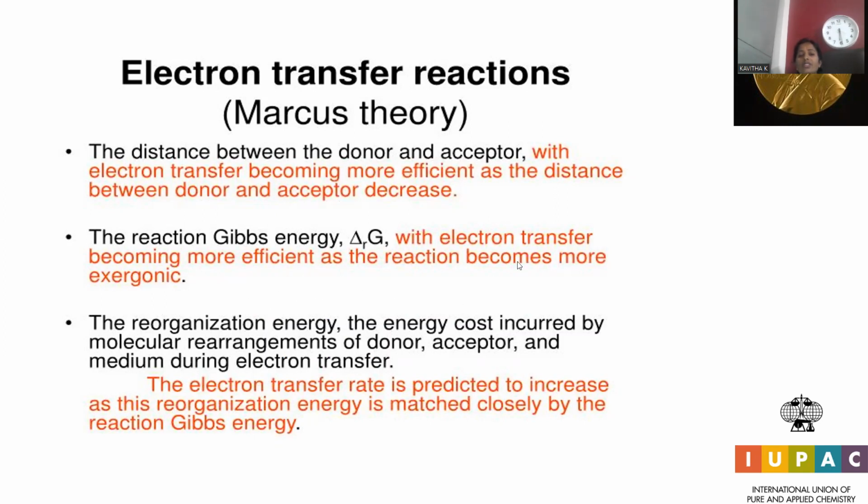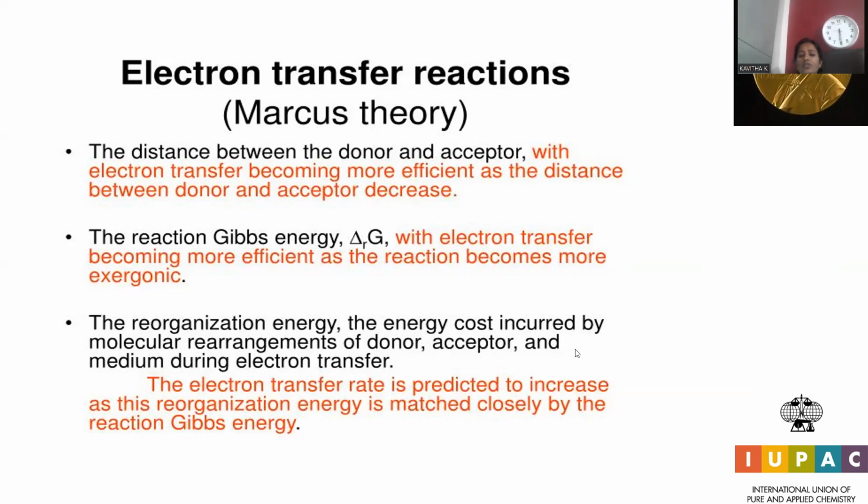As the Gibbs free energy favors electron transfer, the reaction becomes more exergonic. The feasibility of the reaction is decided based on this Gibbs free energy. So with the Gibbs free energy, electron transfer is more efficient, and Gibbs free energy is also a part of these electron transfer reactions.